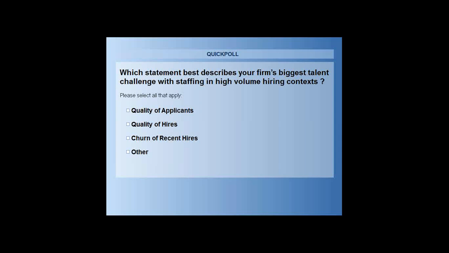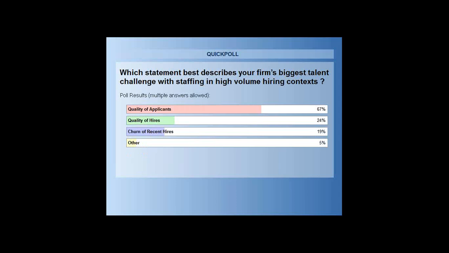Okay, very good. I'm going to close the poll here, and we'll get to see the results. You notice that 67% of the people who voted have said that the quality of applicants is the biggest challenge they're encountering. 24% have said quality of hires, and then 19% the churn of recent hires, or turnover of staff, has been a challenge, and 5% said other. You notice that the quality of applicants is related to quality of hires, and both of those are related to likelihood of churn or employee turnover. We're going to be addressing these topics specifically further in this webinar as we proceed.